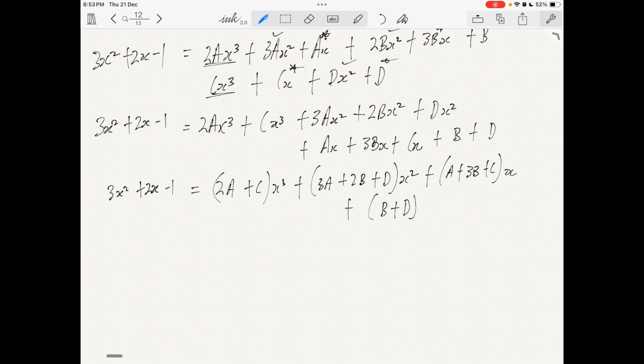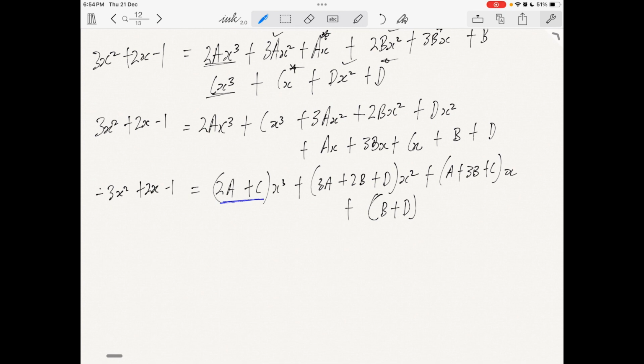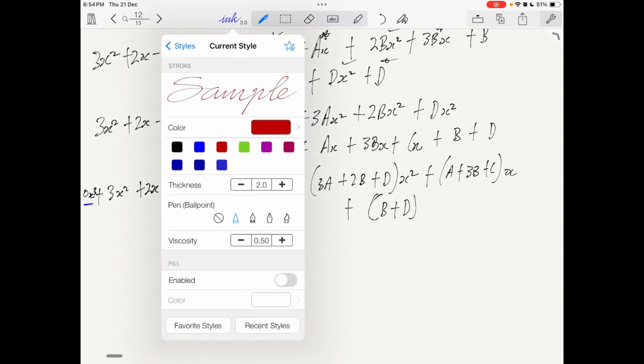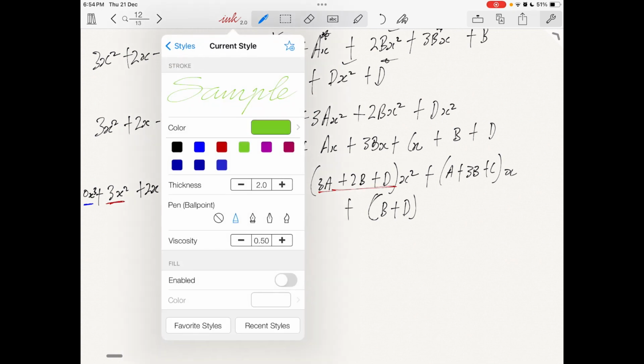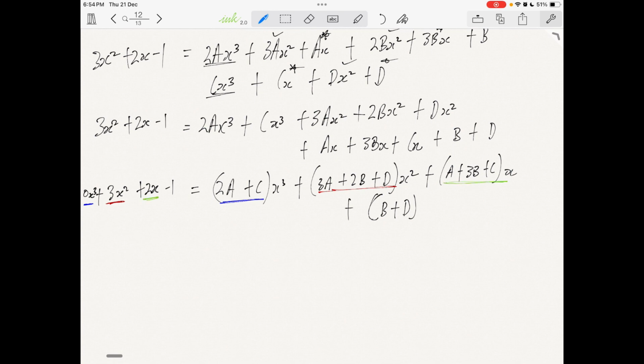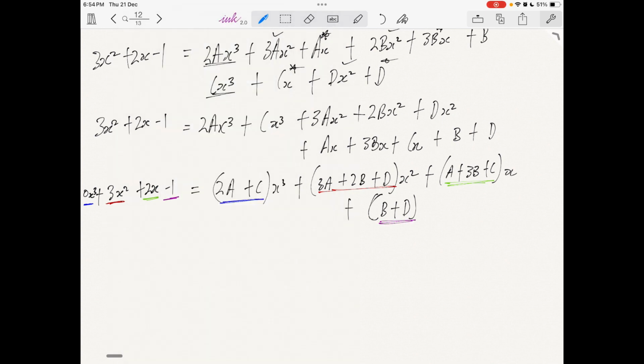We can now compare coefficients. Now we can see that there is no x raised to power 3, so we just have to add plus 0x raised to power 3. This is for the x squared, all equated to 3, and the x term, and finally the constant, minus 1, is equal to this.